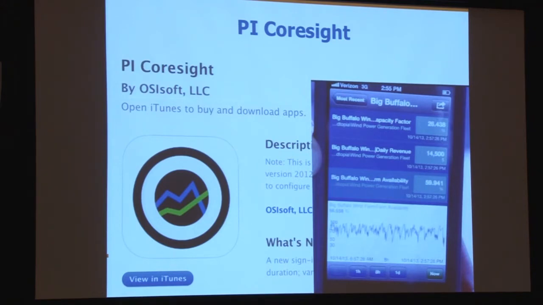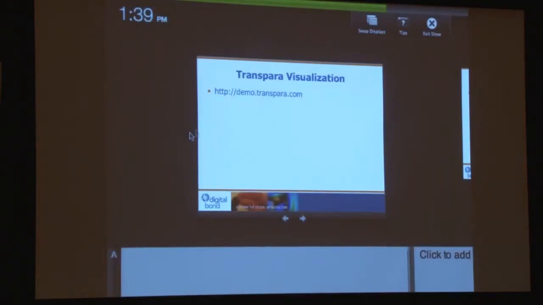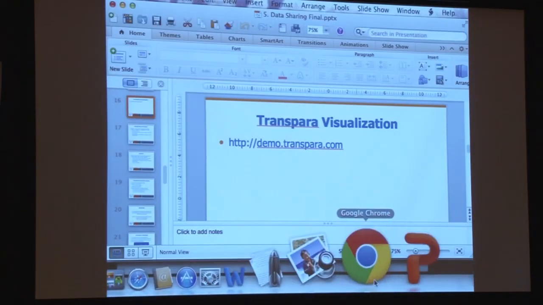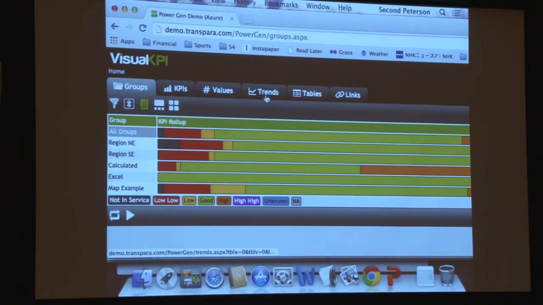But there is a way of doing it. If you go to this link, and let me stop here and I'll go to it. This is actually an application that talks to the Pi server, and it's pulling historical data that's updated, I think, every minute down here, and you can put this on your iPad, or you can access this anywhere on the internet.